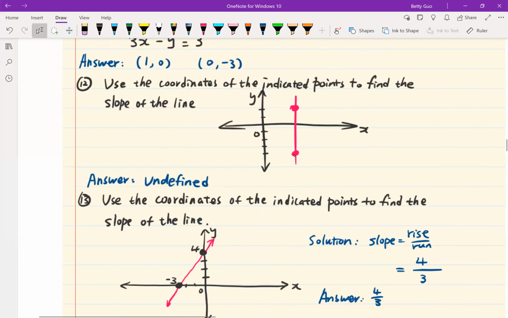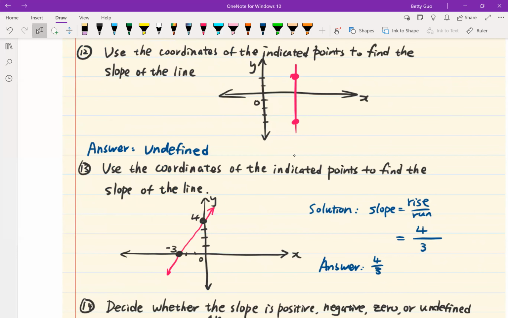Number 12, use the coordinates of the indicated points to find the slope of the line. You can see the line is vertical. The only correct way to describe the slope of a vertical line is undefined.